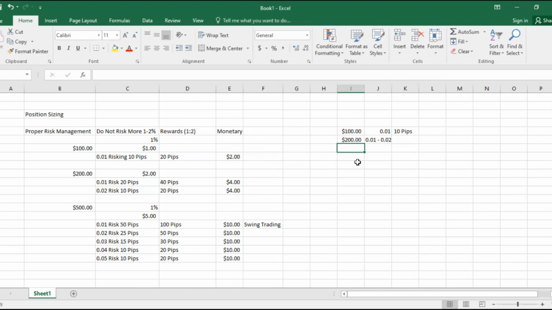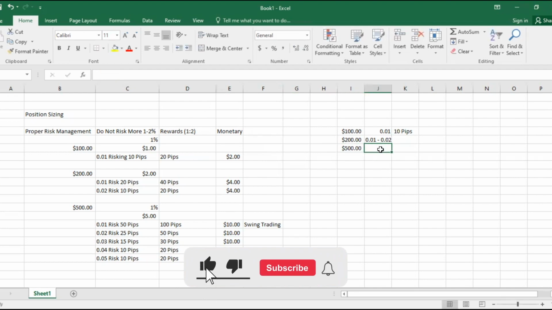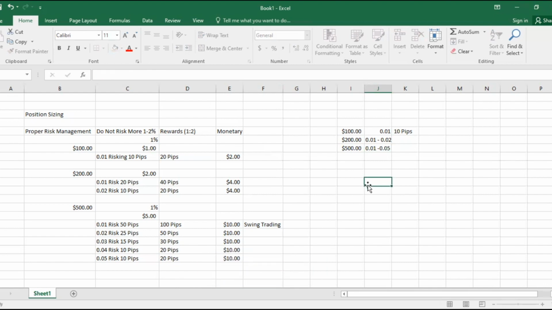So if you have a $500 account, then that tells you you can do 0.01 to 0.05. So again, you have to understand, if you're using 0.01, you have a 50 pip stop loss. If you're using 0.02, you have a 25 pip stop loss. If you're using 0.03, you have a 15 pip stop loss. If you're using 0.04, you have a 10 pip stop loss. And if you're using 0.05, you have a 10 pips stop loss.